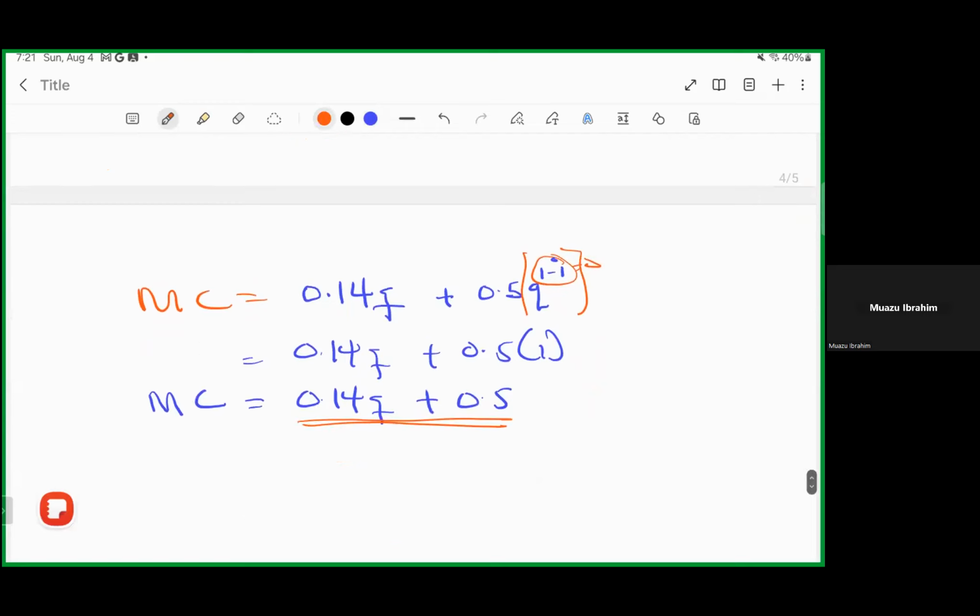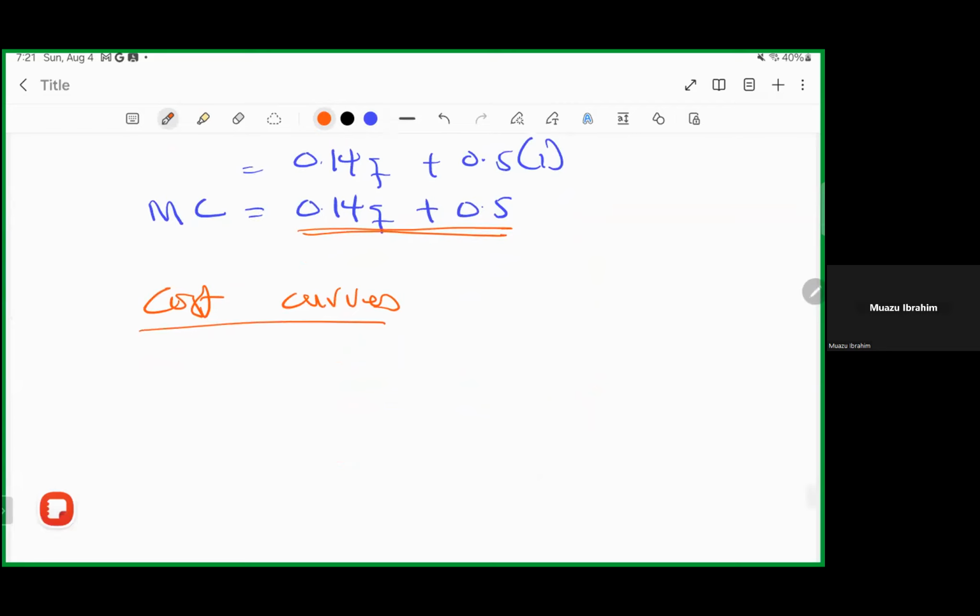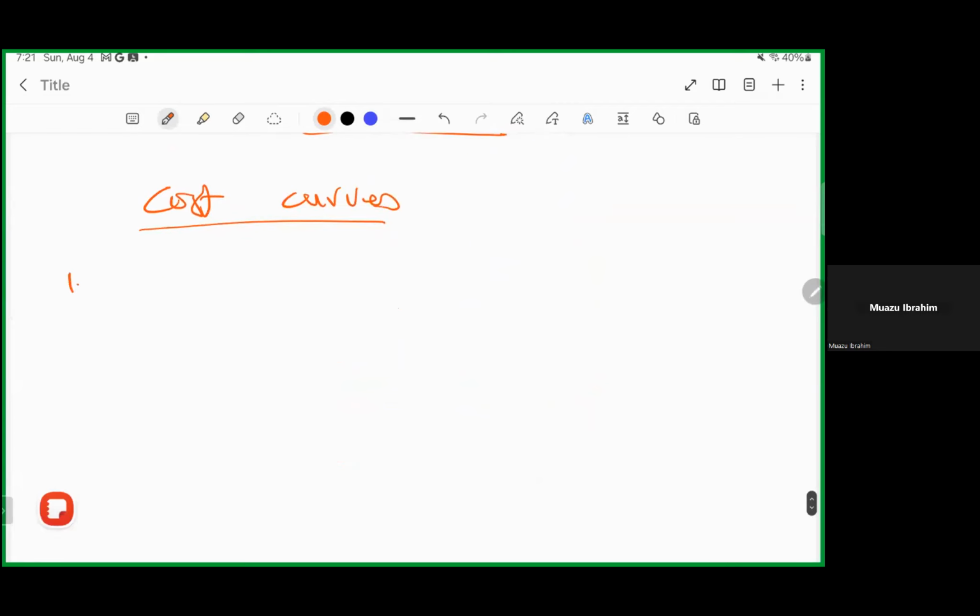Okay. Now, let's look at the cost curves. The first one that we talked about was the fixed cost.